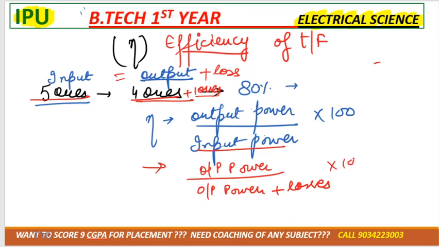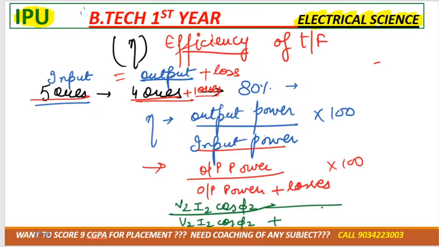Okay. Now, as you know, the active power formula is V2 I2 cos phi 2. Why am I writing 2? Because it's the output side. Output side means the secondary side, and as you know, the secondary side is denoted by 2. So the efficiency is V2 I2 cos phi 2 divided by V2 I2 cos phi 2 plus losses. Losses means, as you have studied, Pi plus PCU, multiplied by 100. So this is the formula for the efficiency, right?